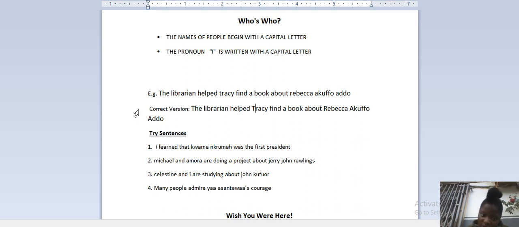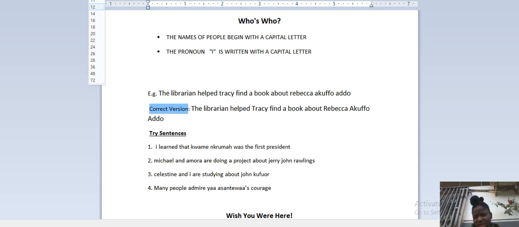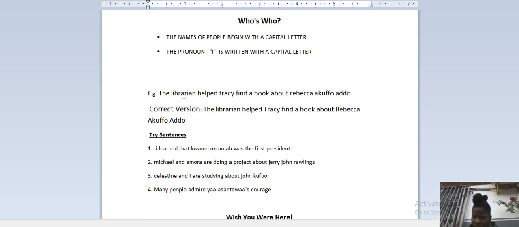So that's why we have the correct version here. So take your time and look at the wrong one and the correct one and understand where the correction has been made. Librarian here is not the name of a person. It is a person, but it's not the name of a person. Meanwhile, the name of the person is here, Tracy.